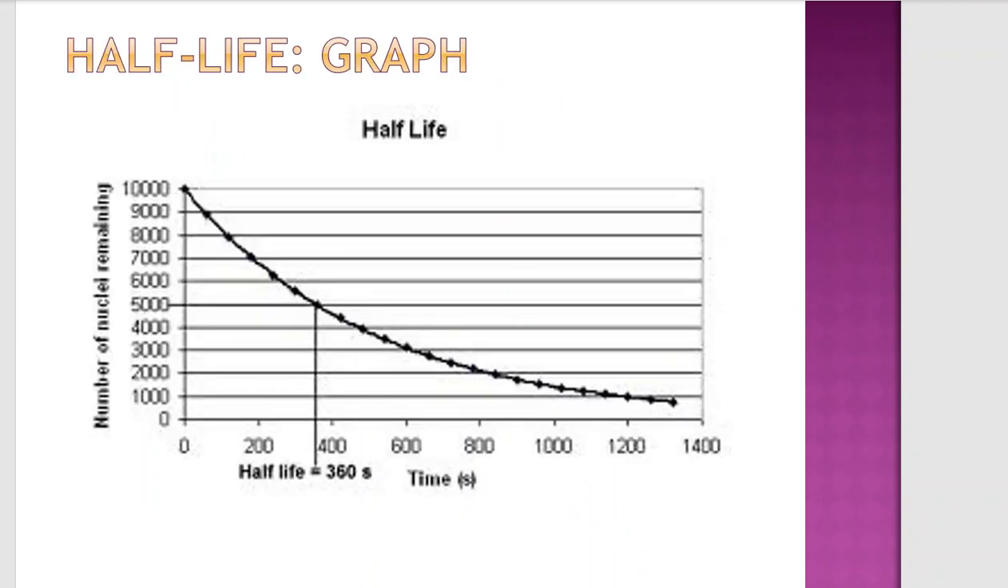Let's see if we have a better graph here. Okay, here we go. Here's 100,000. Here's 50,000. Or sorry, 10,000 and 5,000. So you started with 10,000. Half of that is 5,000, and the amount of time it took to go from there to there was around 360 seconds. Then from 5,000 to 2,500, it should take about the same amount of time.